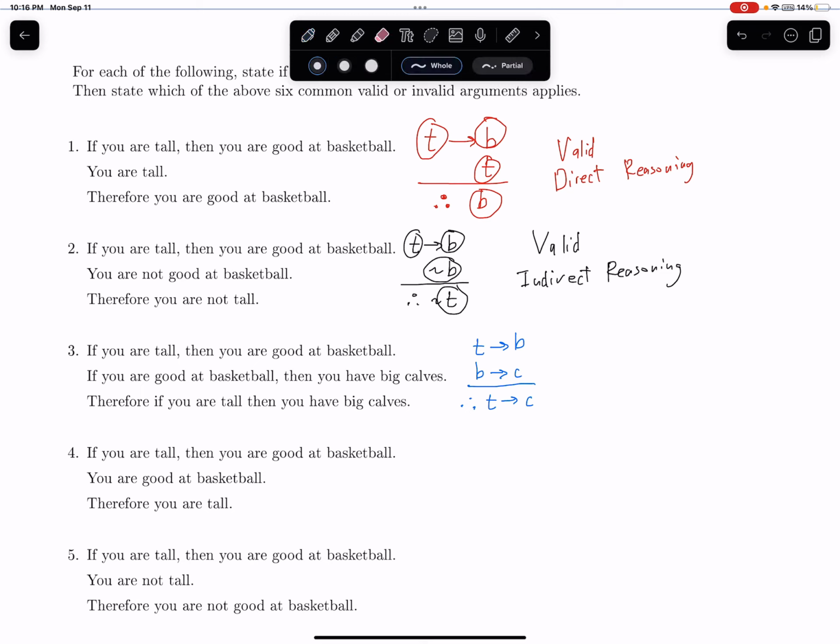Well, let's check. It looks like a transitive reasoning case. First thing to check is, do the centers match up? And yes, they do. They're both B's. And the second thing to check, am I going in the right order from T all the way to C? T to C. Yes, I am. Alternatively, you could have done the contrapositive of that and still been correct. So if I had done negation C, arrow to negation T, that's also okay. But we had this one right there, so we're good. That would be valid. And we call that transitive reasoning.